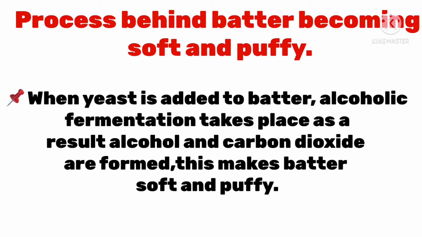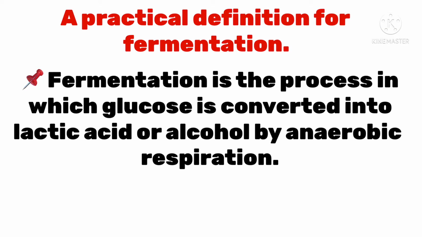Process behind batter becoming soft and puffy. When yeast is added to batter, alcoholic fermentation takes place. As a result, alcohol and carbon dioxide are formed. This makes the batter soft and puffy. A practical definition for fermentation: fermentation is the process in which glucose is converted into lactic acid or alcohol by anaerobic respiration.